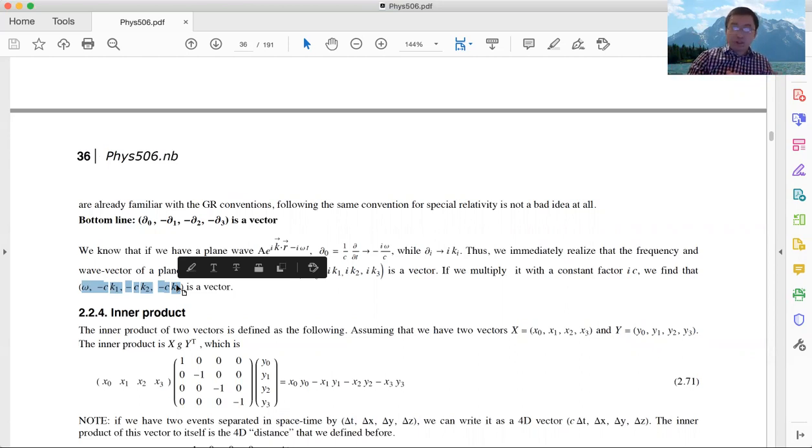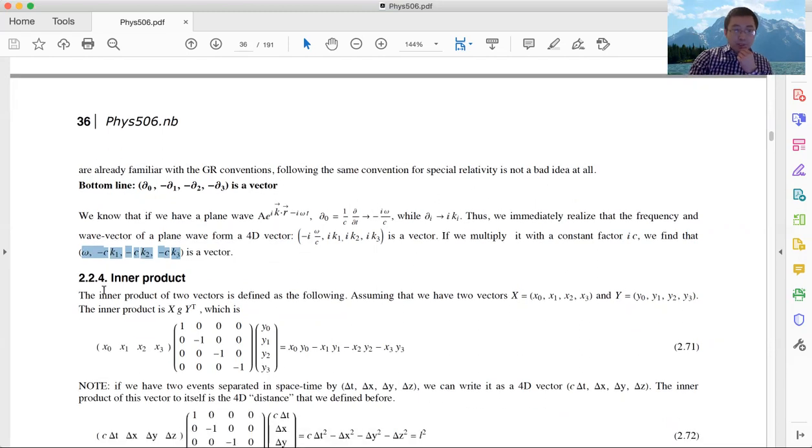Okay, and it turns out once we know this guy is a 4D vector, we can immediately write down the transformation, and from the transformation, we can actually learn a lot of things. That is one practice you are seeing in this week's homework problem. So that's a summary about the previous lecture.